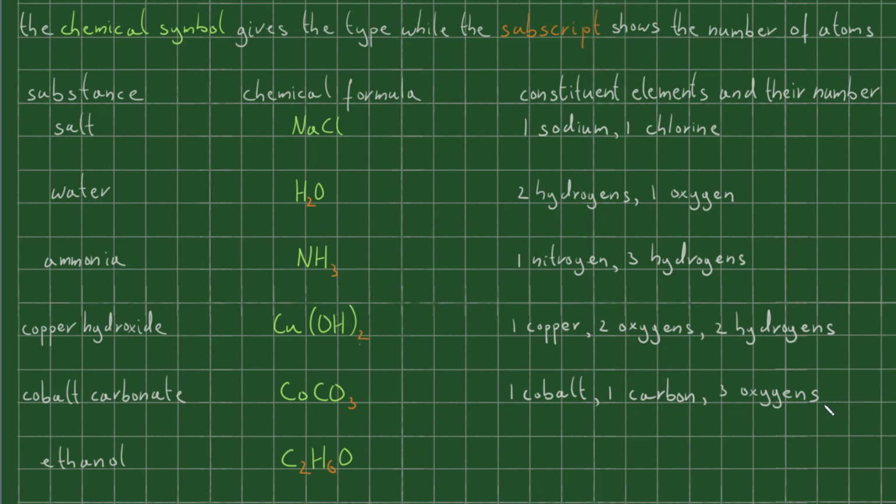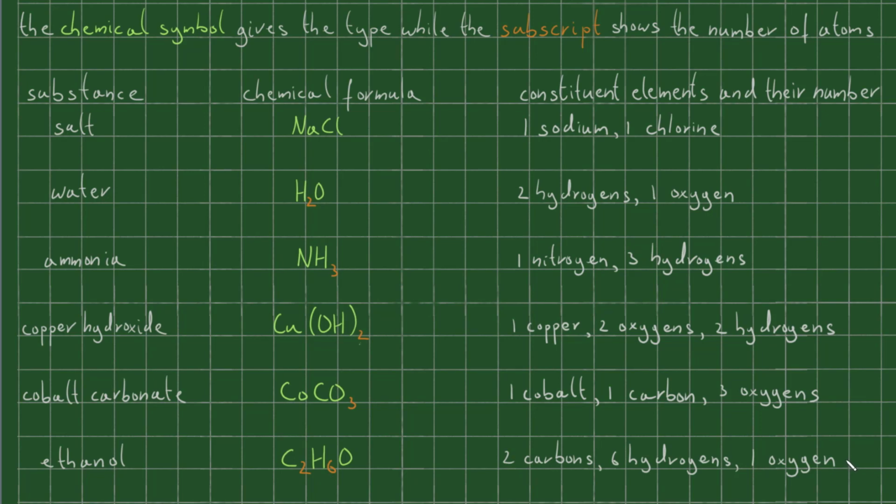And finally, I'm going to look at ethanol. The chemical formula for ethanol is C2H6O. So this is telling me that I have two carbons, 6 hydrogens, and a single oxygen. All right, so let's look at two problems now.